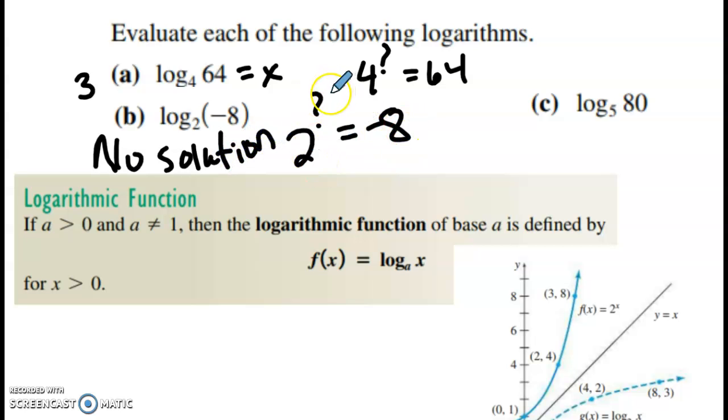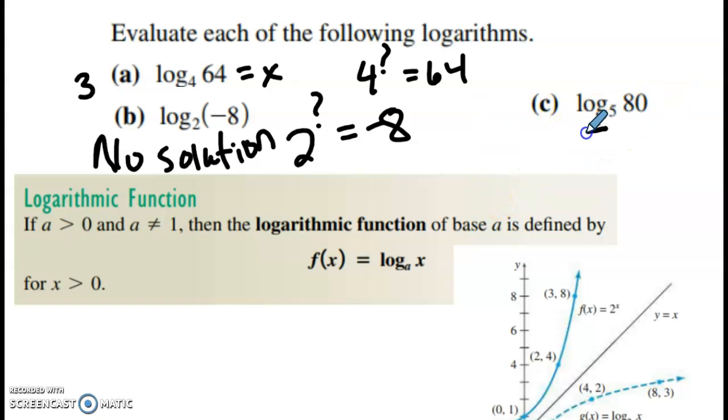Okay, I can't take 2 to a power and get a negative. 2 to a negative, like 2 to negative 1, is a half. 2 to negative 3 is 1/8, but I never get to 0. Remember, we have a horizontal asymptote there.